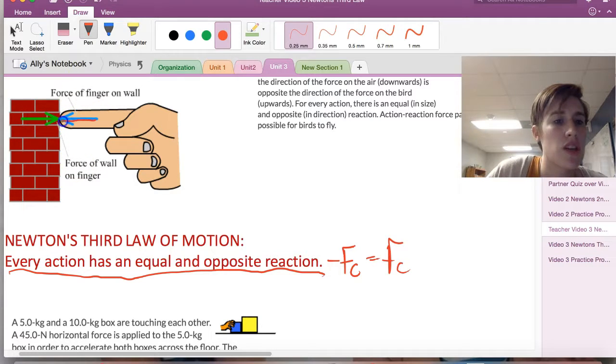When you're pushing your finger on the wall, that's the contact force of your finger, okay? It's going here in the negative direction. Why is the wall not moving? Because the wall pushes back with the same exact value, okay? And they equal each other.